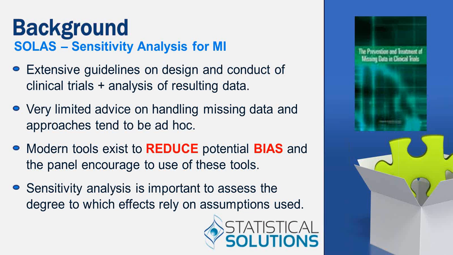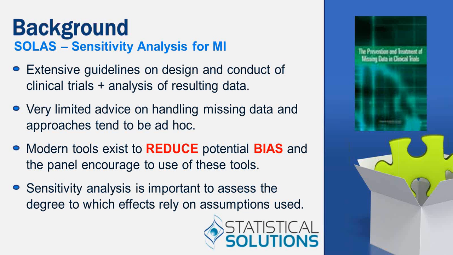So there are modern tools out there that reduce this potential bias, and this panel encouraged these approaches. Multiple imputation is a method that they feel strongly about, and they felt it is a strong method to use to approach missing data analysis. And what goes hand in hand with missing data analysis is sensitivity analysis. This is probably the most important step at the end of your missing data analysis.